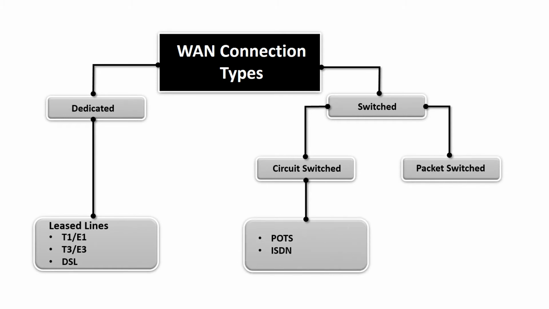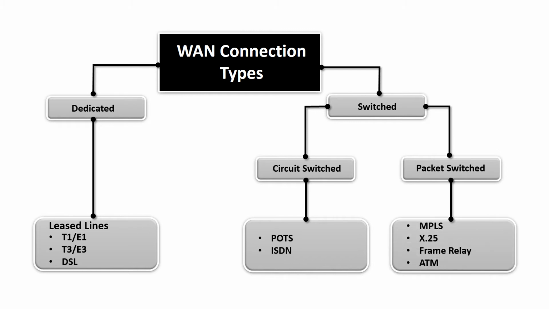While POTS and ISDN are examples of circuit switched link types, on the other hand, MPLS, X.25, frame relay, and ATM are types of packet switched connections.